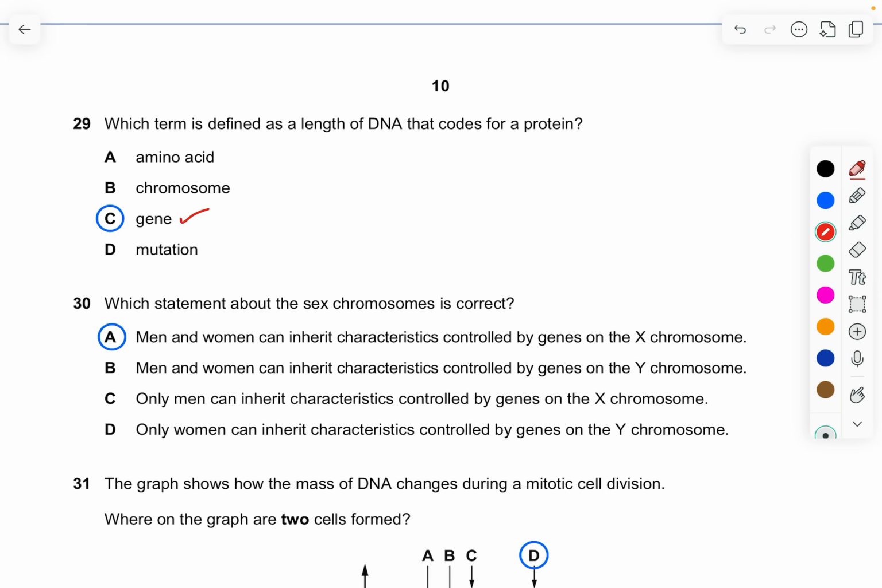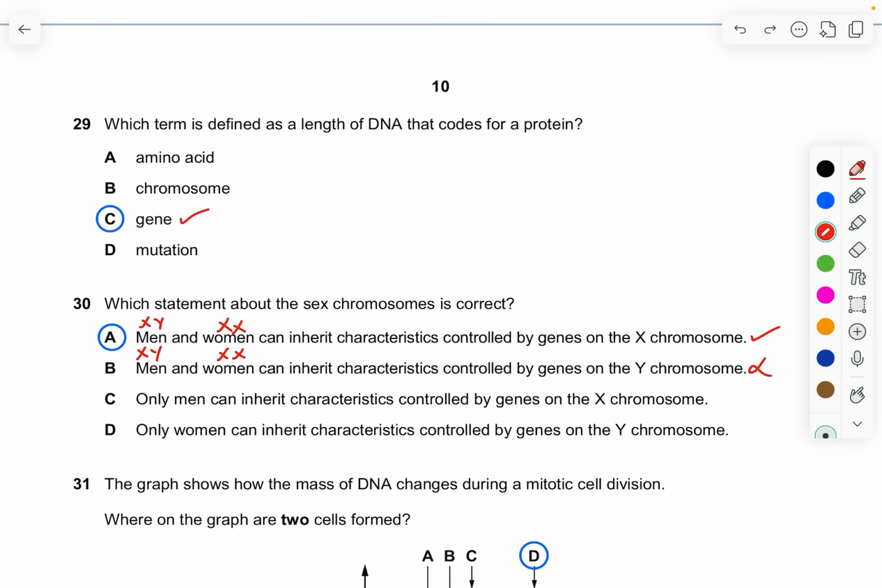30. Which statement about the sex chromosome is correct? Men and women can inherit characteristics controlled by genes on the X chromosome. That is correct because both men and women have X chromosome: X, Y, and X. Men and women can inherit characteristics controlled by genes on the Y chromosome. Wrong, because women do not have Y chromosome. They only have XX. It's only males that can have it.